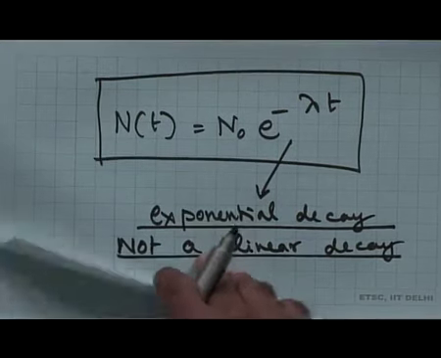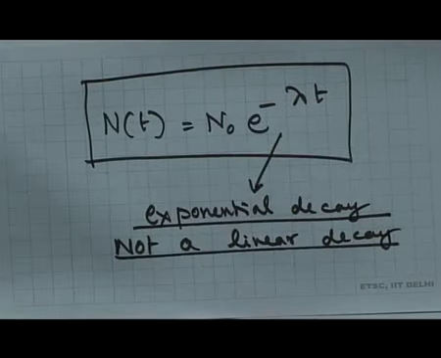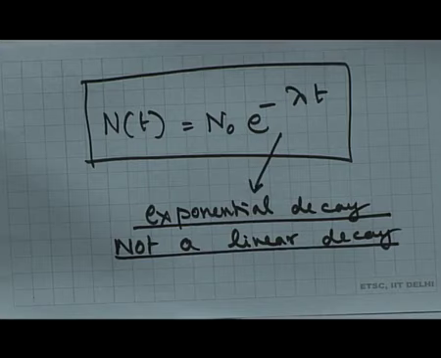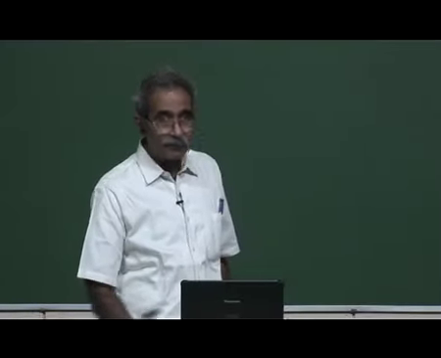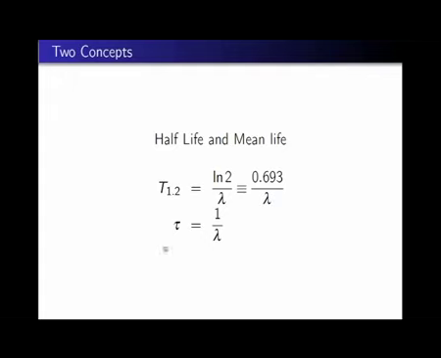So, once you realize that, there are two important physical concepts contained in this particular slide, and those two concepts are half-life and mean life. Half-life is given by log 2 by lambda, and mean life is given by 1 by lambda. Let me explain that to you. So, what do we have? Half-life.